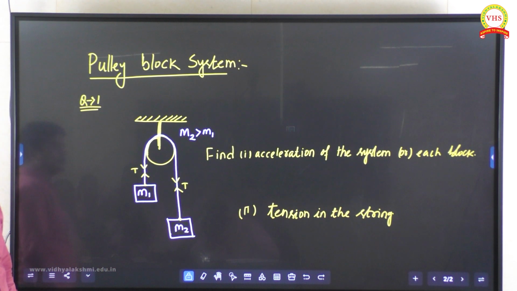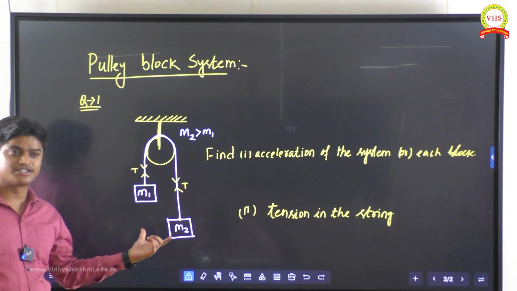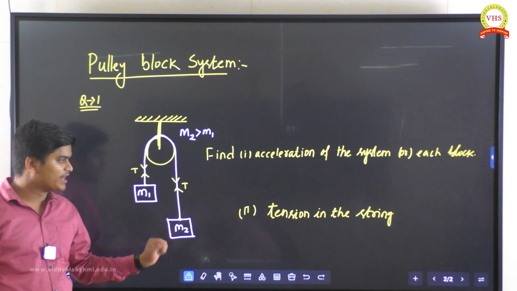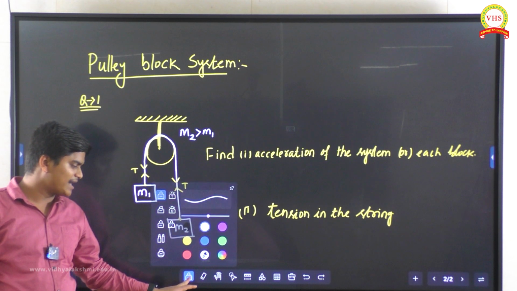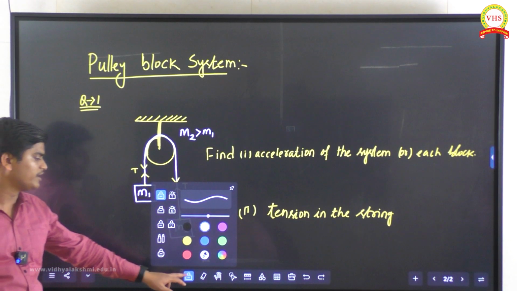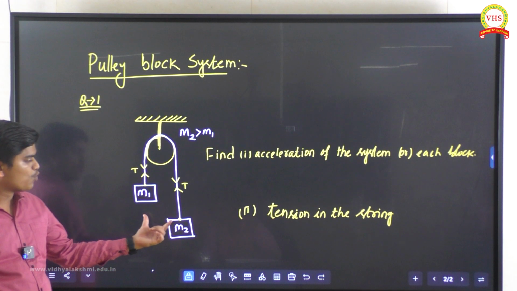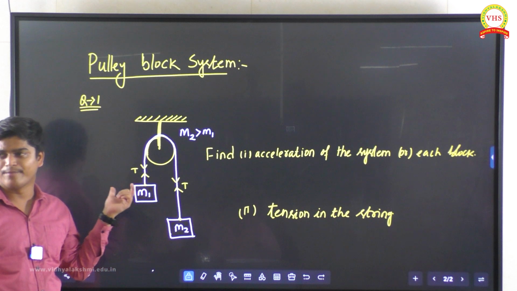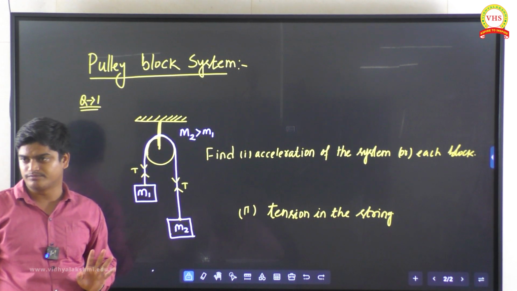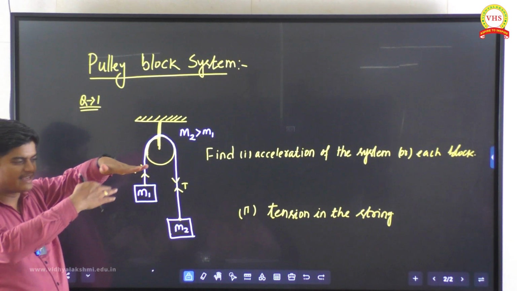See here. Detailed analysis we will do. We'll try to calculate how acceleration is coming, how tension is coming. But before that, I want to write the direct answer. All of you listen carefully here. One M2 mass is there, one M1 mass is there. Both the masses, M2 is greater than M1. And this total system is hanging like this.